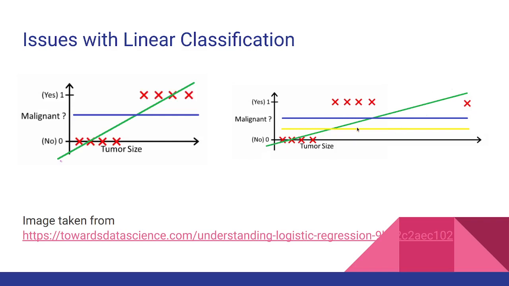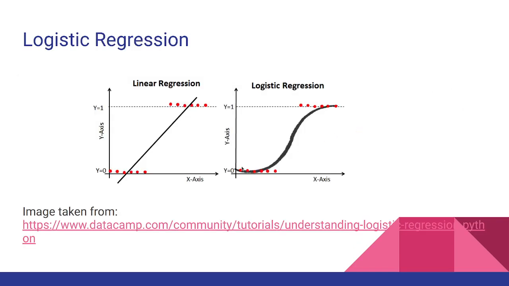With logistic regression, if we fit it this way, then even if there is some point here, we can just extend this, right? So it will not affect these things. That is the advantage of logistic regression. Is it clear?